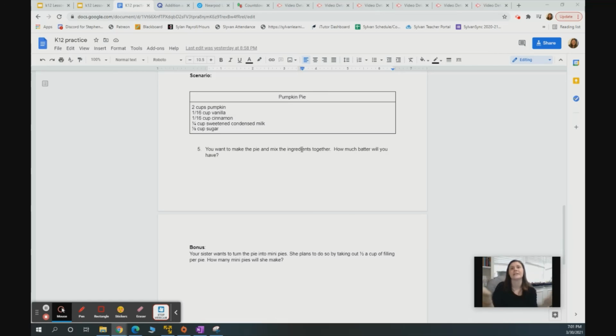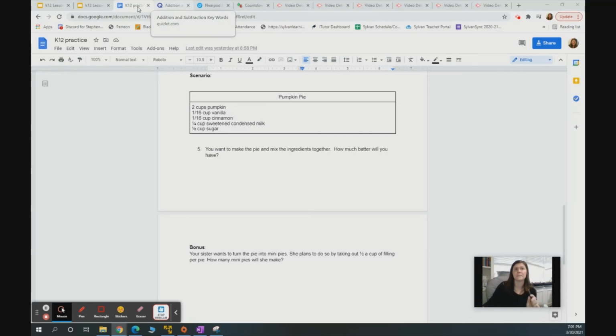So they get their recipe involved, they get to put it all together and figure out how much batter they're going to have. And then the extension activity, like what we did in our practice, completely lines up. So they have repeated subtraction here for their bonus. If that really stood out to them or they're doing really well with it, then that's an opportunity for them to show me that they understand the process of repeated subtraction.